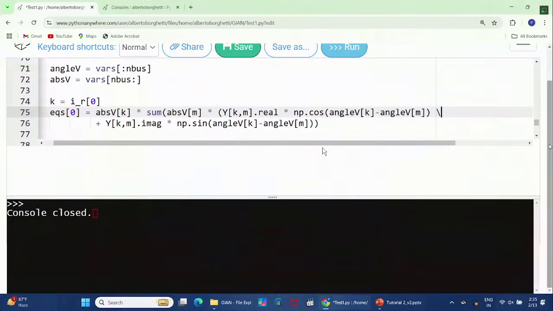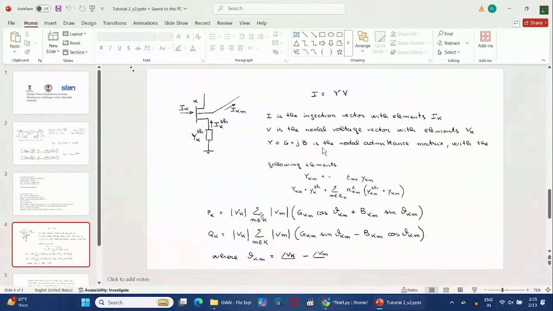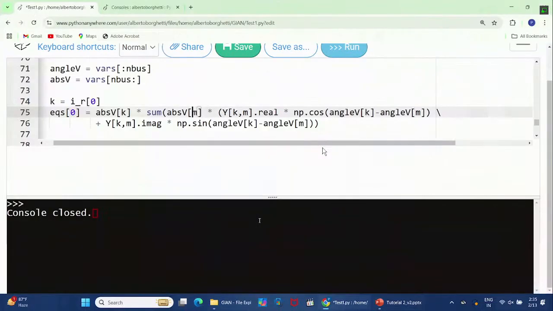I have missed one thing here. To close the summation, you see that I have not closed this parenthesis, and to say to Python the summation is over M, I need to say M. M are all the nodes, so this is the summation for all the M in the network, so all the buses, for us bus 1 and bus 2. So at the end of this, we need to say who M is.